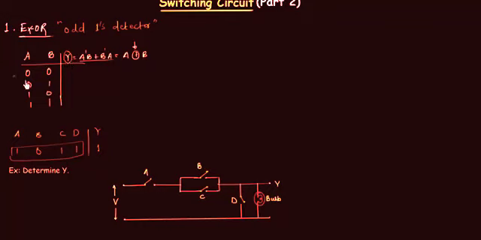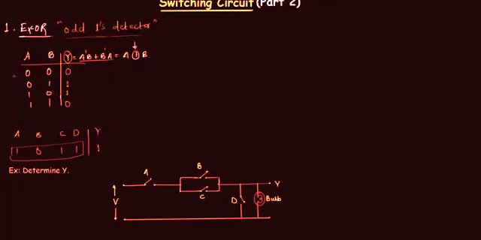For the first case, we have A as 0, B as 0. We don't have an odd number of ones, so output is going to be 0. For the second case, A is 0, B is 1. It means we have an odd number of 1s, so output is high. For the third case also we have an odd number of 1s, so output is high. For the last case, we have two ones, that is even, so output is low. So the output is 0, 1, 1, 0 for the XOR gate. In this way, you can obtain the output easily by using this property.